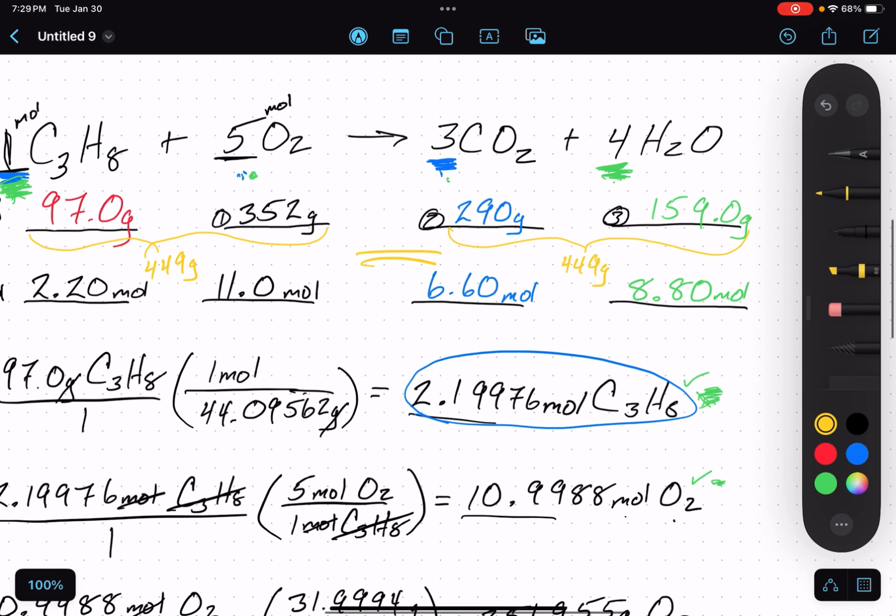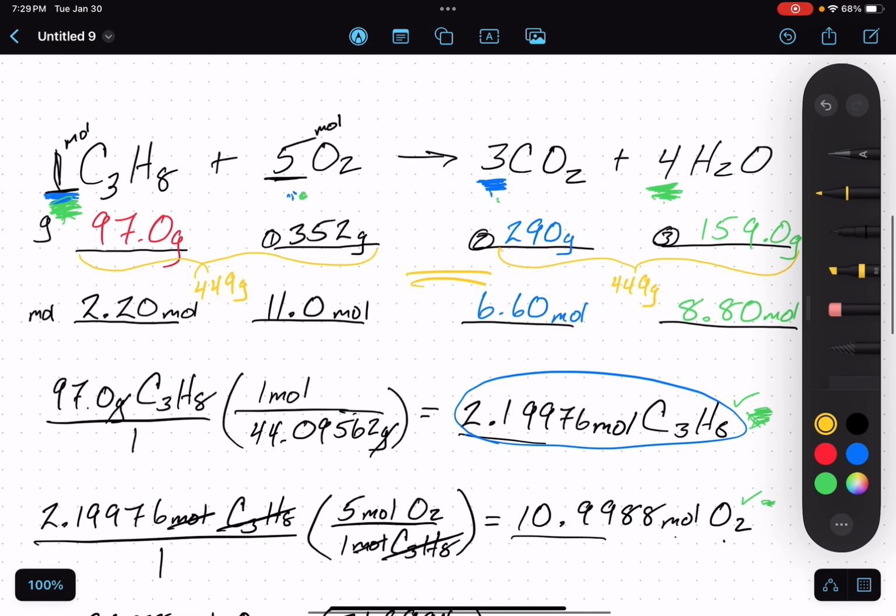Now, something else to also point out to you too is if you look at the moles, 2.2, 11, 6.6, 8.8, the ratios of these right here are the ratios of 1 to 5 to 3 to 4, okay? In other words, if you look at 2.2 to 11, 11 is 5 times bigger than 2.2. If you look at carbon dioxide, it is 3 times bigger than propane. If you look at water, this moles of water is 4 times bigger than propane. Okay, they maintain the same ratios.